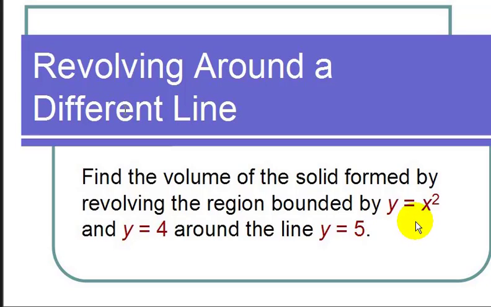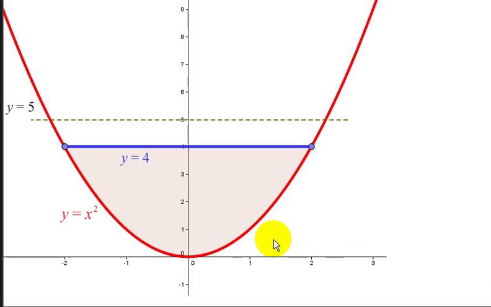So we have a parabola and a horizontal line, and they'll give us a region, and we're going to revolve that around this horizontal line that lies 5 units above the x-axis. So first I graph it, and we can see the parabola, the horizontal line, and the line of the axis of revolution, which is y equals 5.